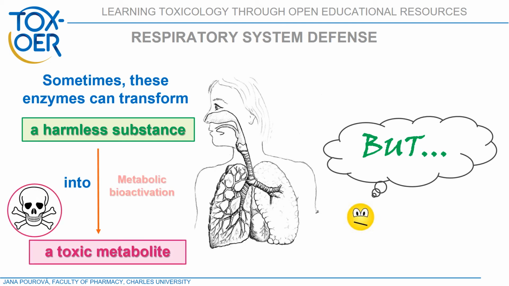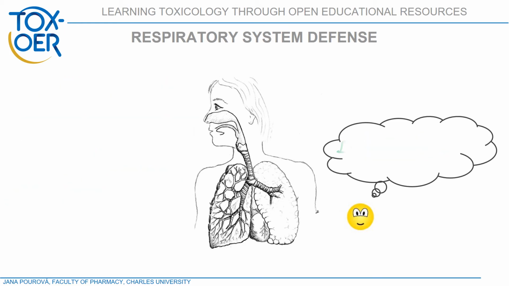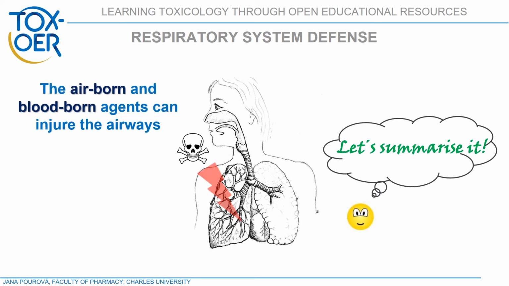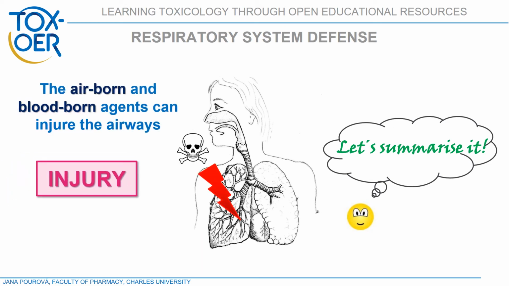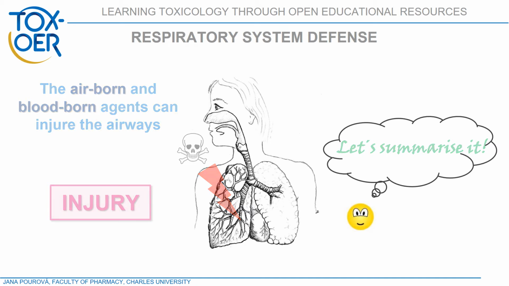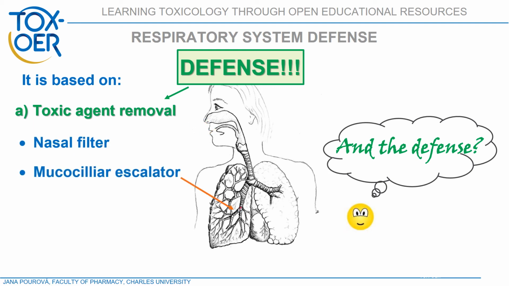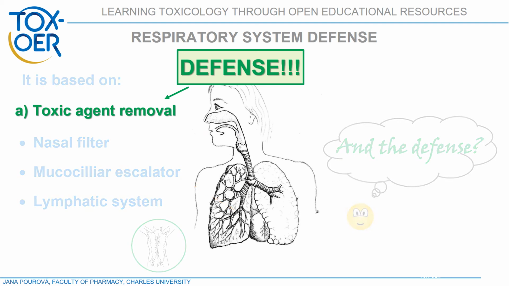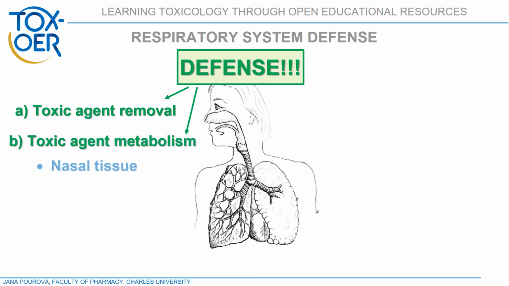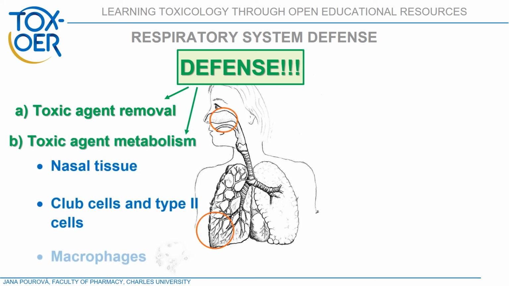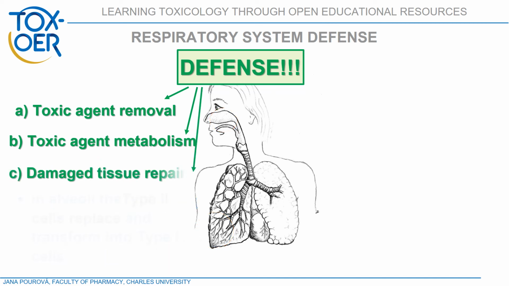It is called metabolic bioactivation. The airborne and bloodborne agents can injure the airways. The defense is based on toxic agent removal, on toxic agent metabolism, and on damaged tissue repair.